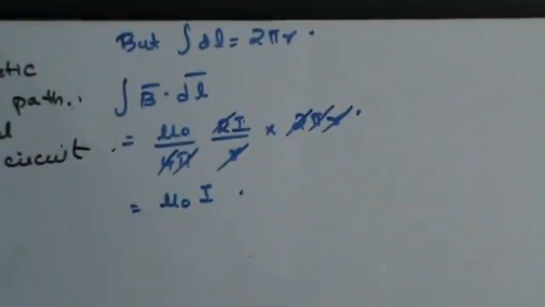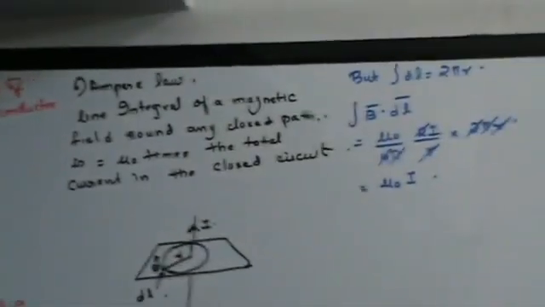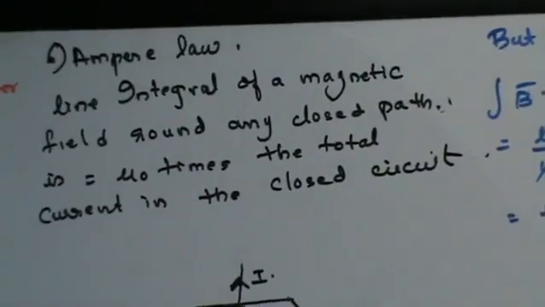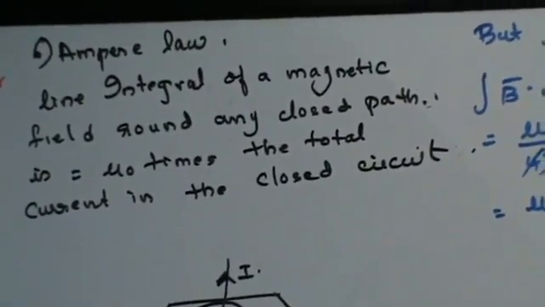Point P is the point where you have that element dl. So in a closed circuit, the line integral of a given magnetic field is equal to mu 0 times current. Fine, do we understand the derivation? It is a simple, straightforward law.